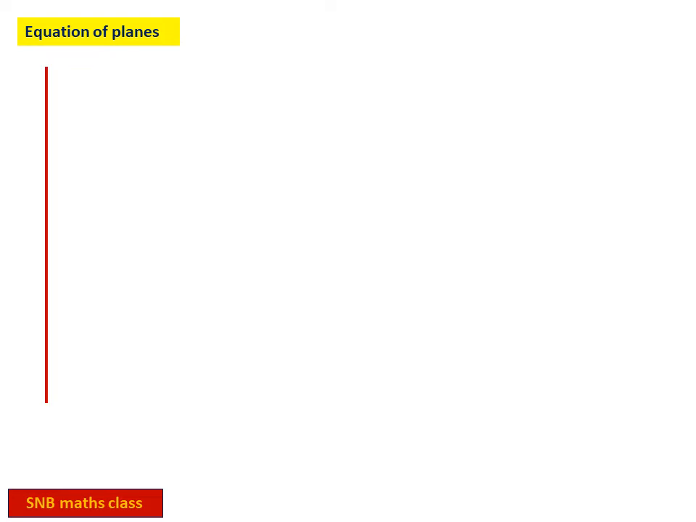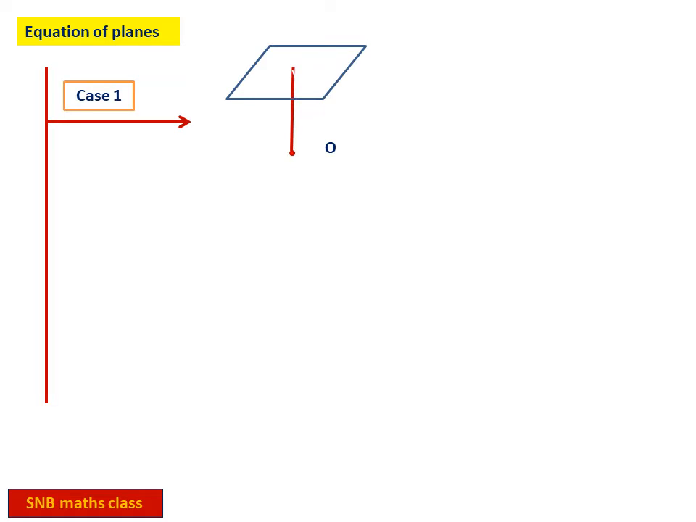Equation of planes. We can find the equation of a plane like this. First one, case 1, let us say. Here, what is given is, say this is the plane whose equation we want to find. Say O is the origin and OP is the perpendicular drawn from the origin to the given plane. So now let us say the distance from the origin to the plane is d.